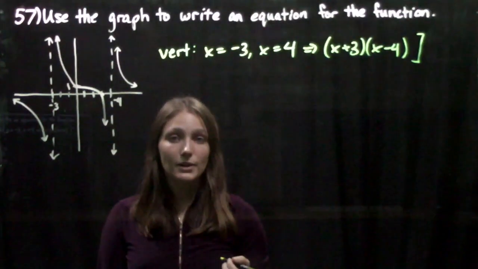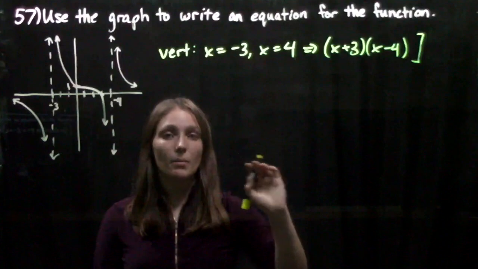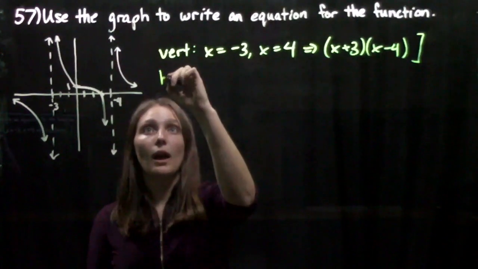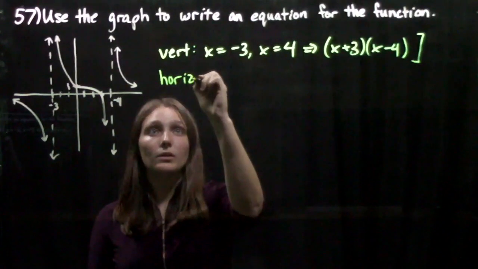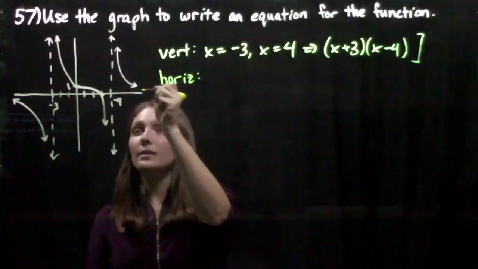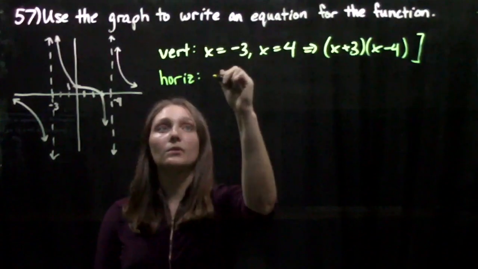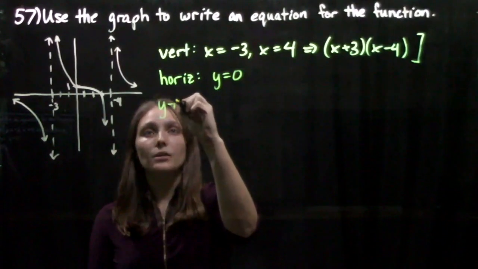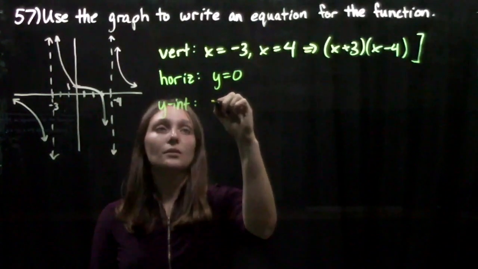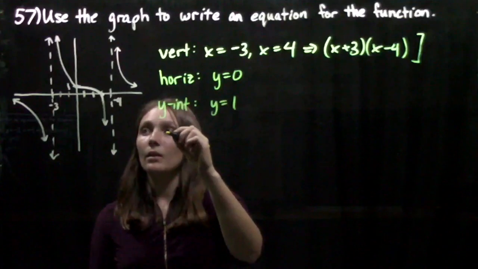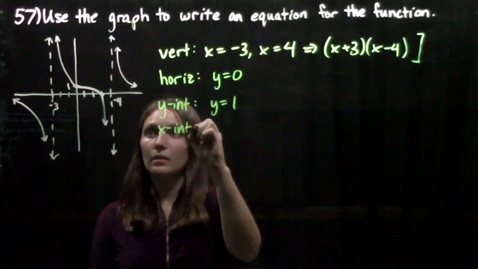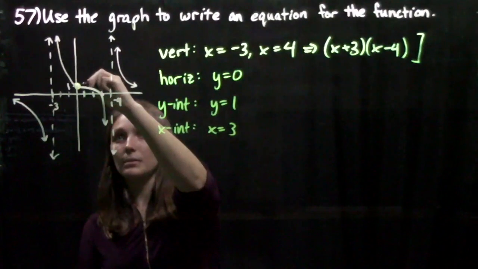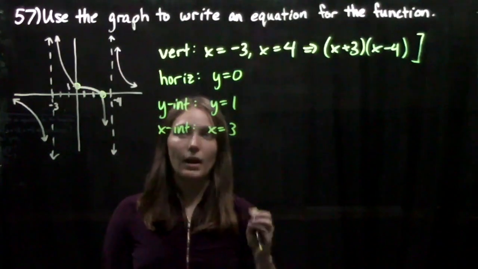And remember, a rational function is going to be a polynomial divided by a polynomial. So that's the bottom part of our rational function. And we're going to keep on going. We've got a horizontal asymptote, we notice at y equals 0, and we'll come back to that one. We've got a y-intercept at y equals 1. And then we've got an x-intercept at x equals 3. So that's this point and this point on the graph.